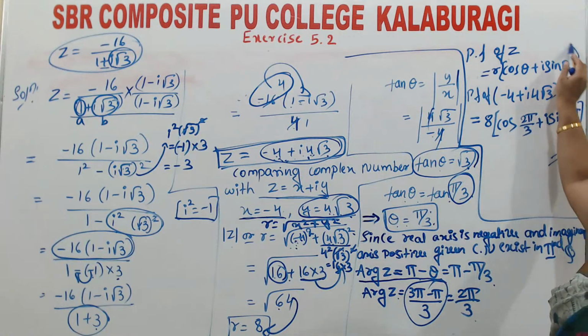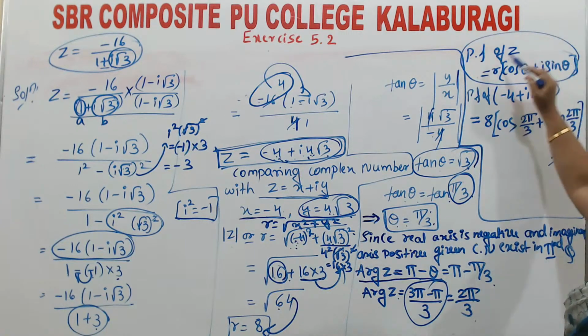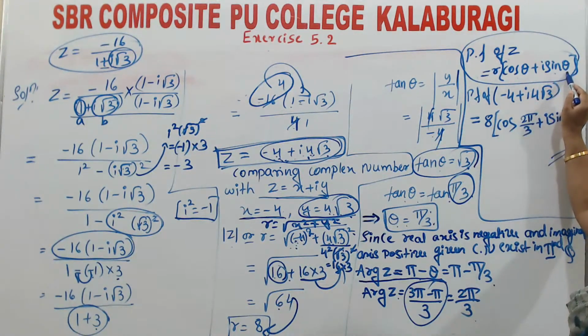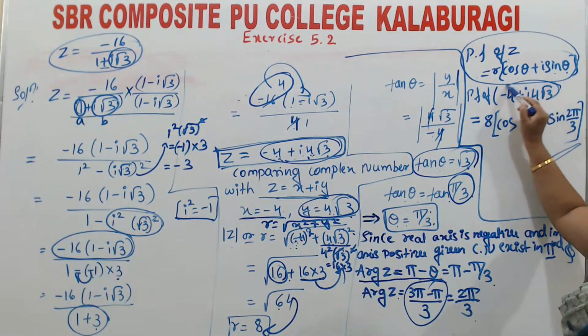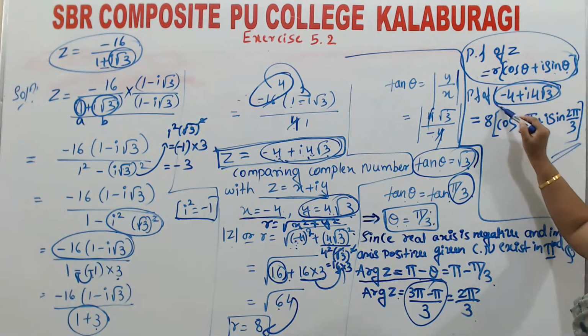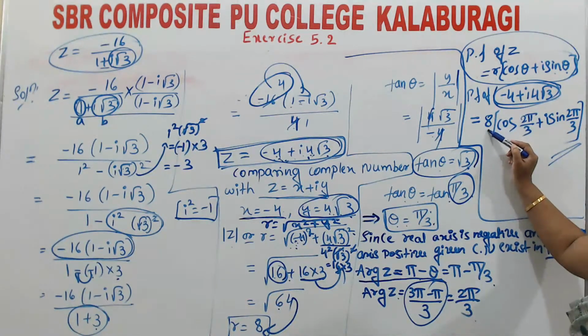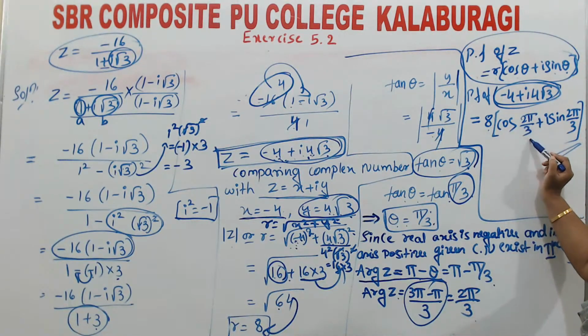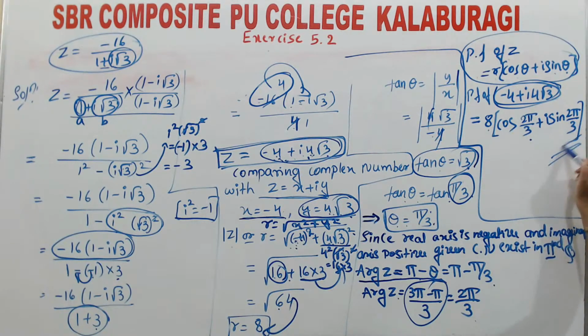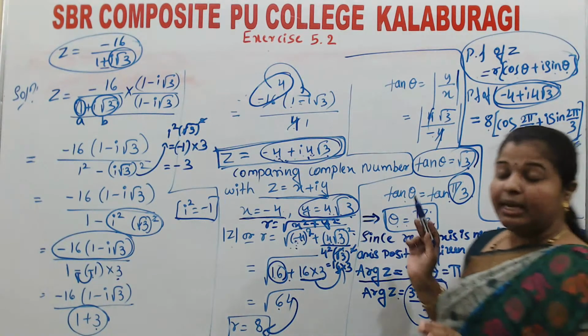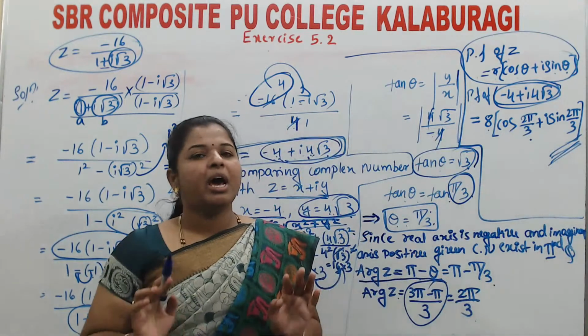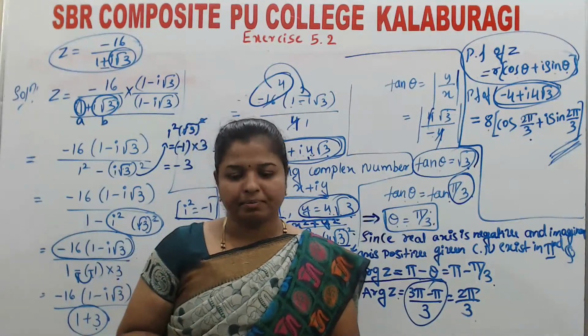Then general polar form is r cos theta plus i sin theta. For this complex number, polar form is, in place of r, 8, in place of theta, 2 pi by 3, plus i sin 2 pi by 3. Is it clear? This completes polar form of a complex number. Okay, thank you.